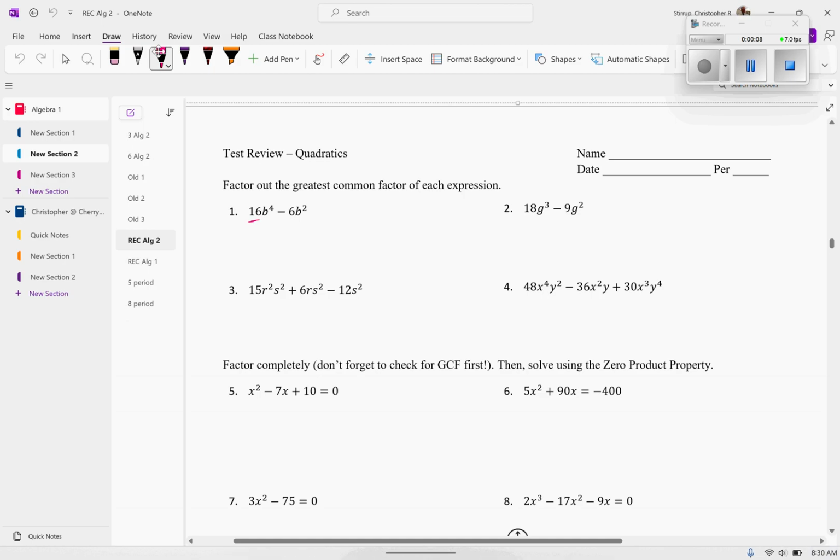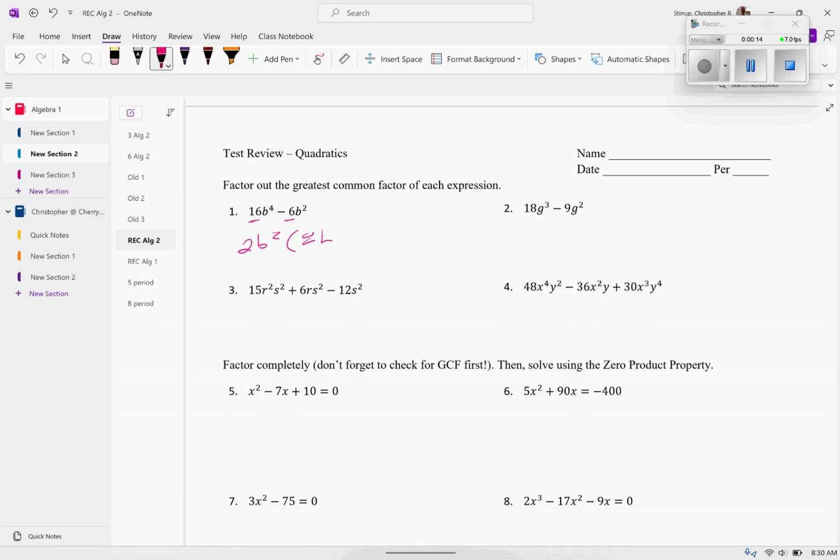So the first thing we want to take a look at is factoring out. It looks like I can factor a 2 and a b squared out of everything, and that's going to leave me 8b squared minus 3, and that's done. This one we can factor a 9g squared from everything, so that leaves me 2g minus 1.